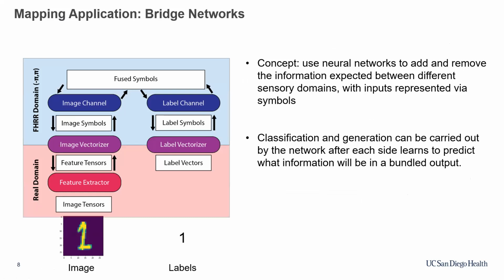But for now, as an example of one of the things we have done with this mapping of symbols, we've created an architecture we called a bridge architecture. The main concept behind this is that we use a neural network mapping to add or remove the information you expect between different sensory domains.